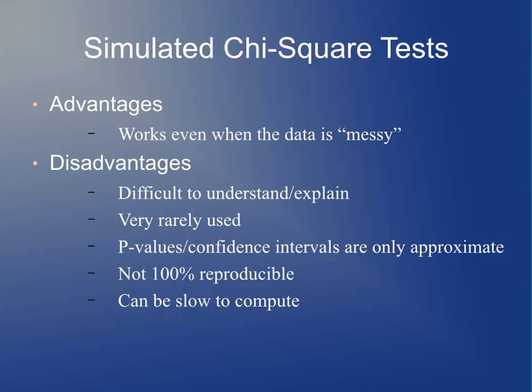Honestly, in my opinion, the simulated chi-square test is underused. It has a lot of nice properties. The main reason I don't push it harder is just, like I said, pure inertia: people don't use it that much, and so it raises eyebrows when you do use it.